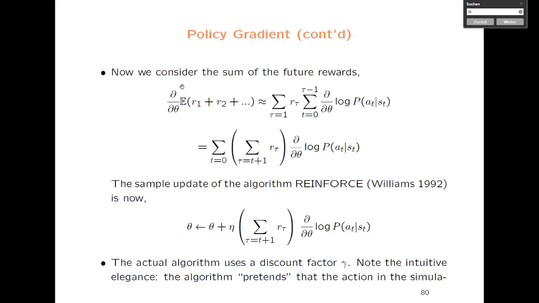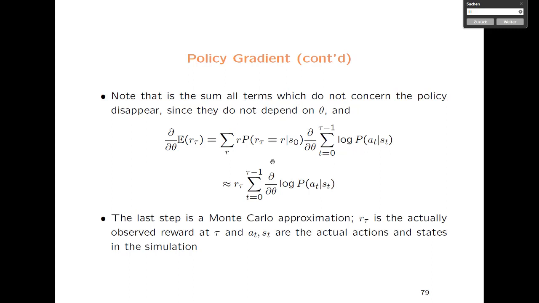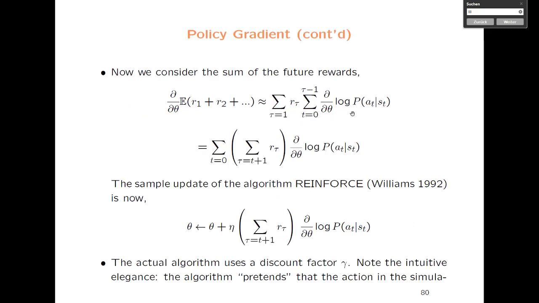Now, of course, we are interested in the derivative with respect to all future returns from R1, R2, and so on. And we just have to now add the sum here over the different taus. And we keep the second term. And now we change the order of the summation. And this is now a sum over all time steps. And here is a sum from t plus 1 on over the returns. And this is the gradient at this time step.